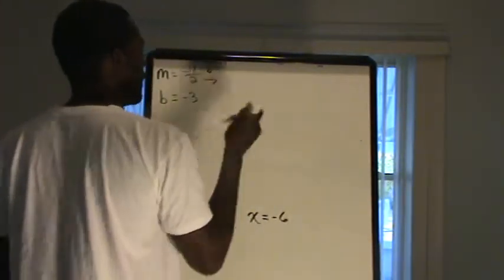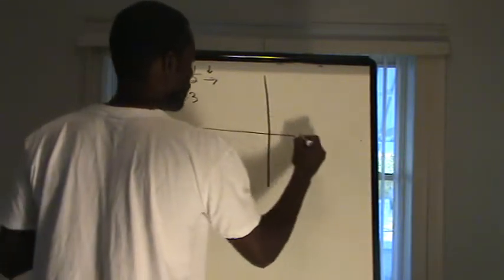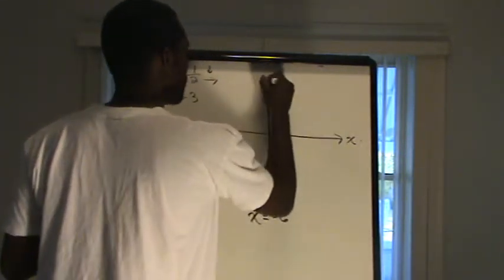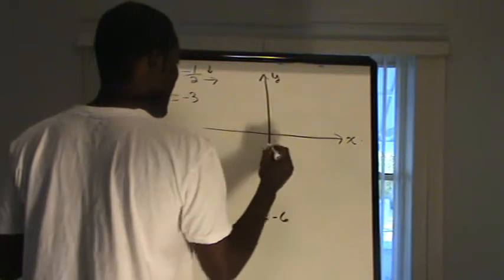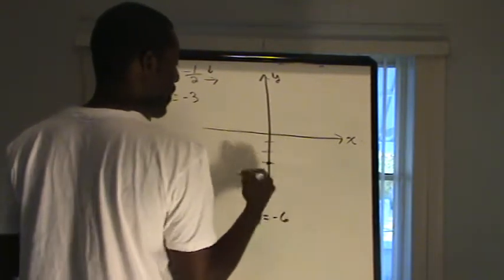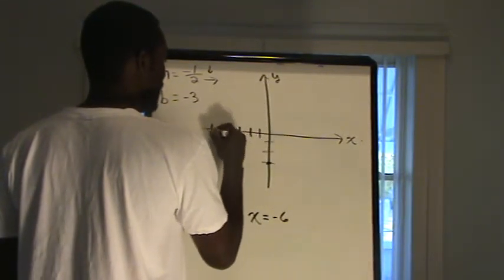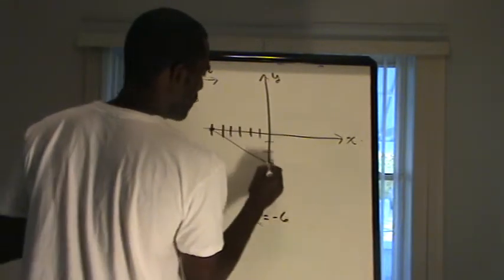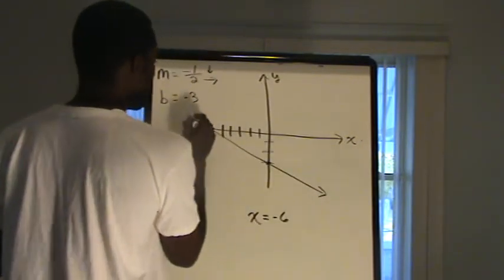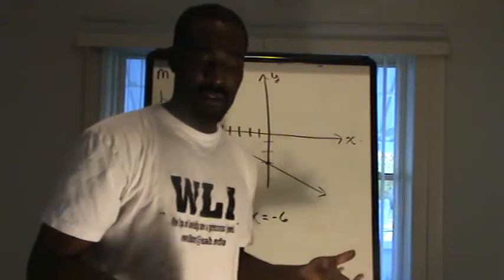Okay, if I draw the xy coordinate plane again, I will go down to negative 3 on my y-axis and place my y-intercept, and go to the left to negative 6, and you'll see that the line resembles the same line that we graphed with our slope-intercept form.